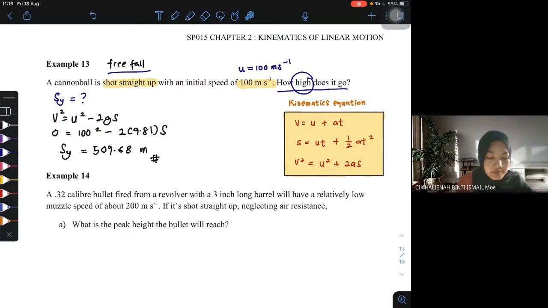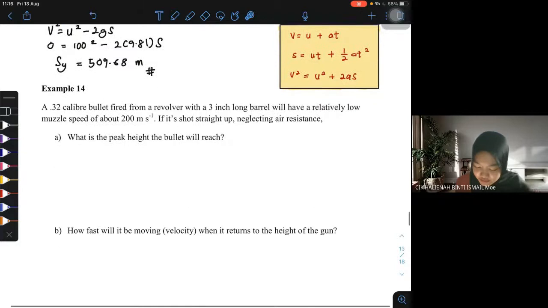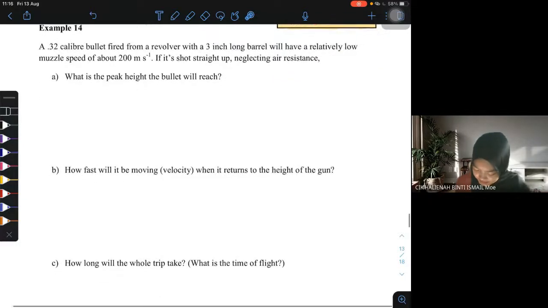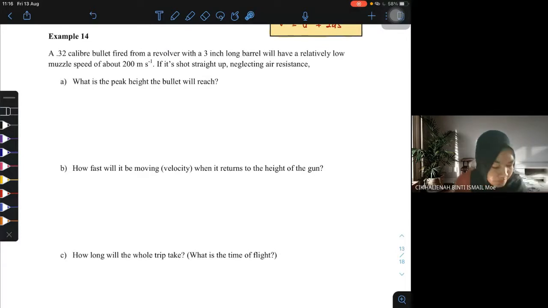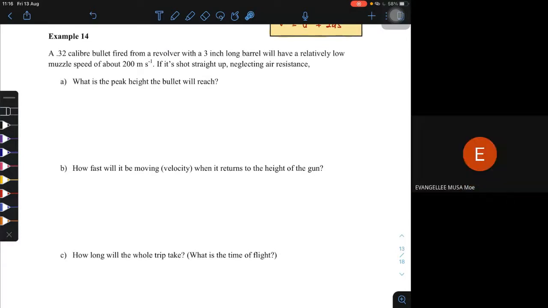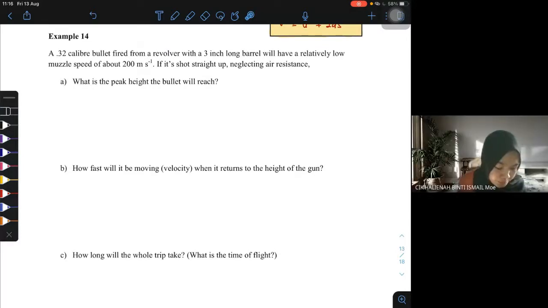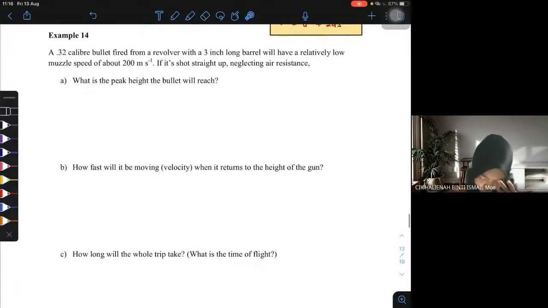Any questions so far? No, Miss. Okay, this is just your introduction to projectile questions. These are easy questions. Next we will look at a medium question, which is a bit harder. Example 14. Okay, can we continue? Yes, Miss. Okay, let's see the question here.